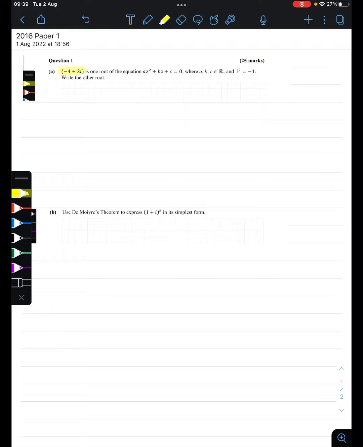Minus 4 plus 3i is one root of the equation az squared plus bz plus c equals 0, where a, b, c are real and i squared is minus 1. Write the other root. Okay, so this is actually just a very nice, very quick start to the question. So we have a root and it's a complex root. So we immediately have the conjugate root theorem.